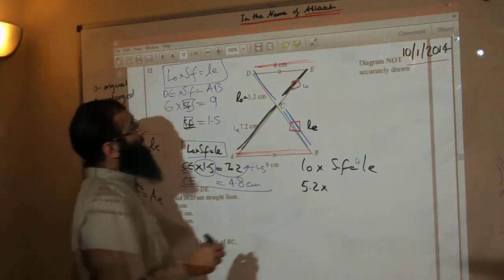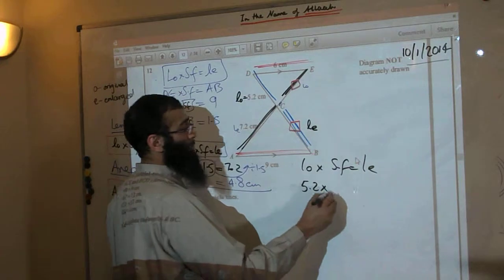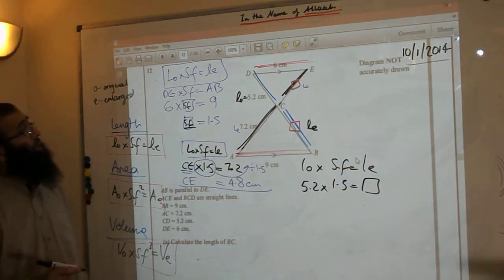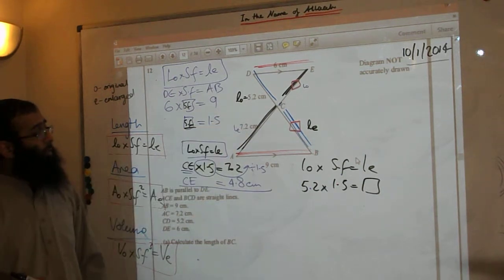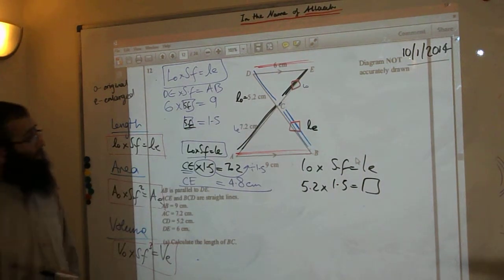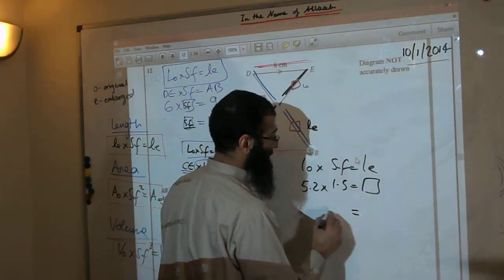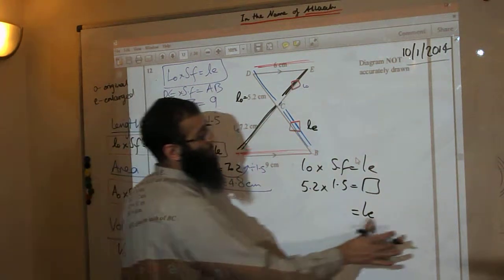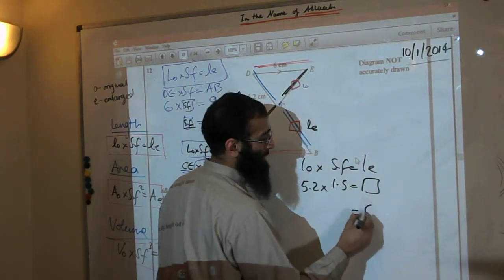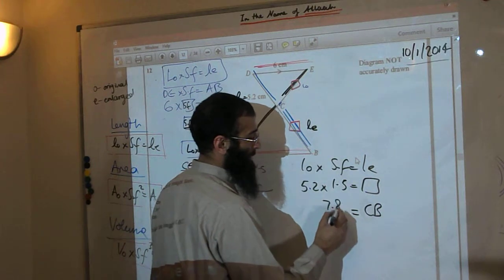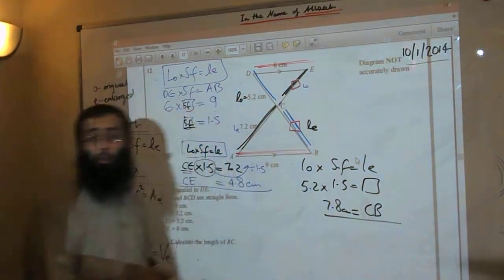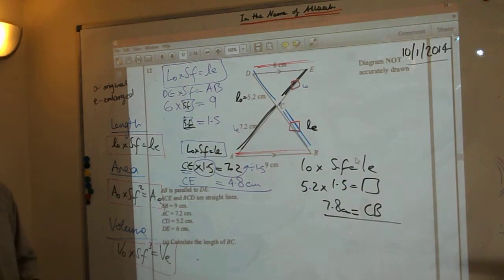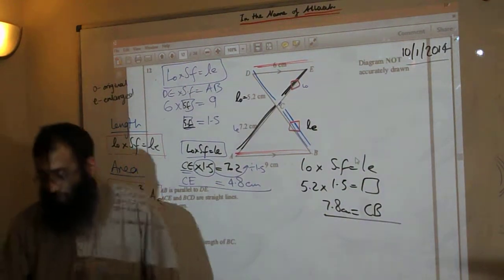5.2 times by the scale factor 1.5 is equal to the length enlarged. Okay, off we go. This little one times by the scale factor. What's 5.2 times by 1.5? 7.8. Done.